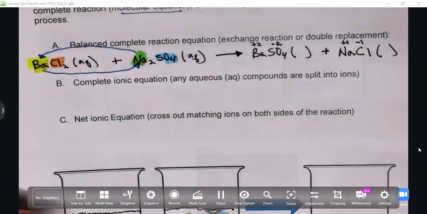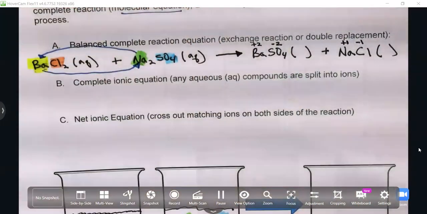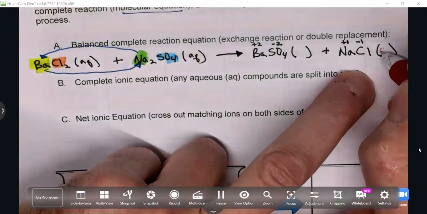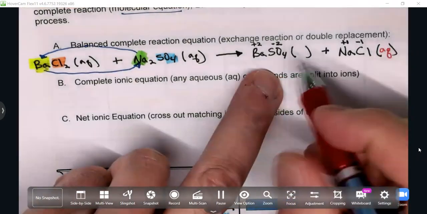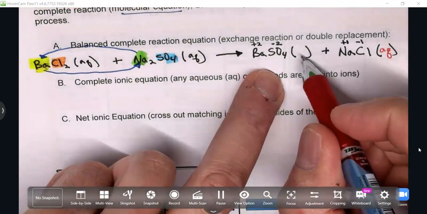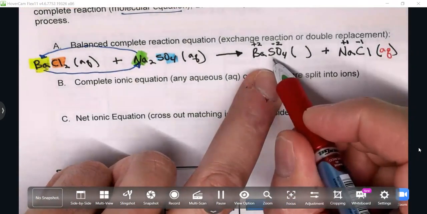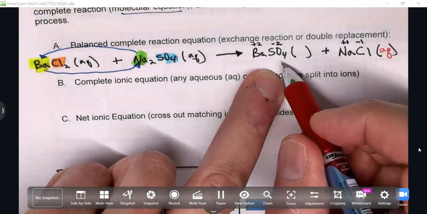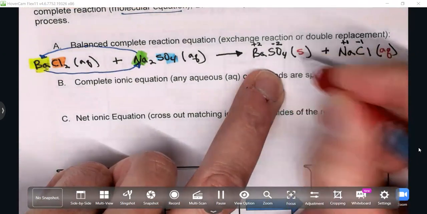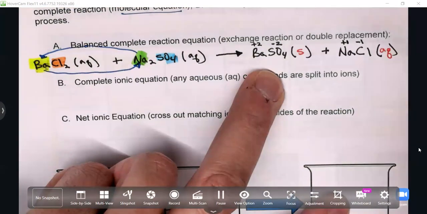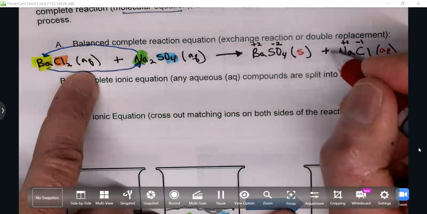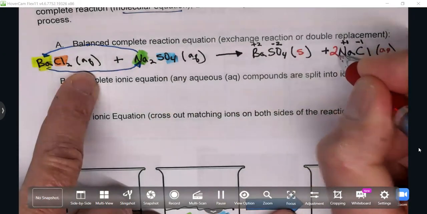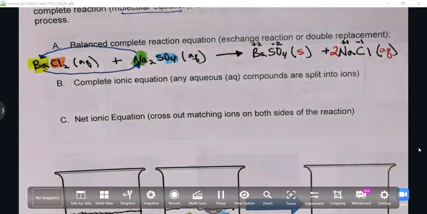And the question is, we know for sure that this is aqueous. It's sodium chloride. Is this still aqueous? Or is barium sulfate going to form a solid? We are going to get a solid. We need to balance this by putting a 2, due to the 2 sodiums over here and the 2 chlorides. We put 2 right there.